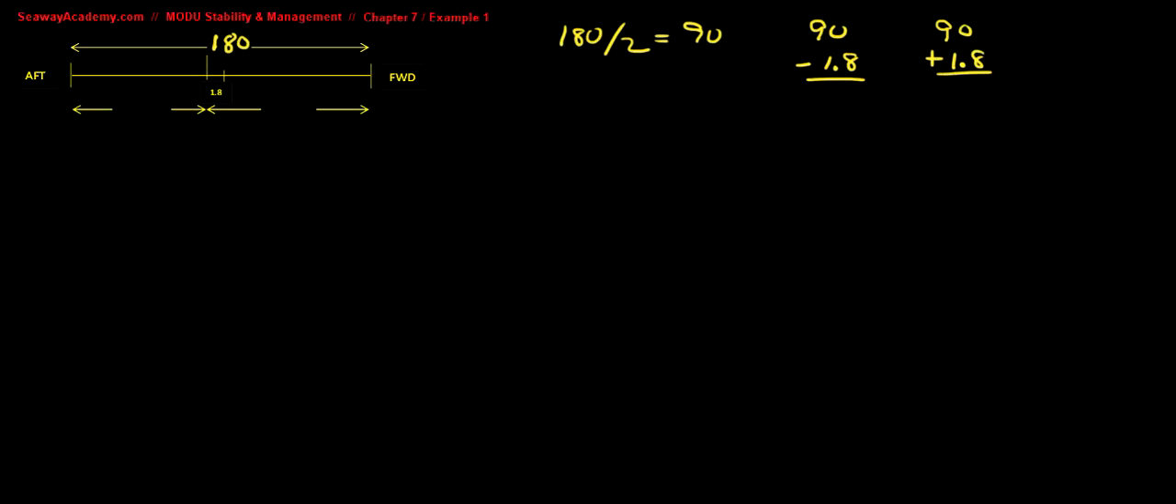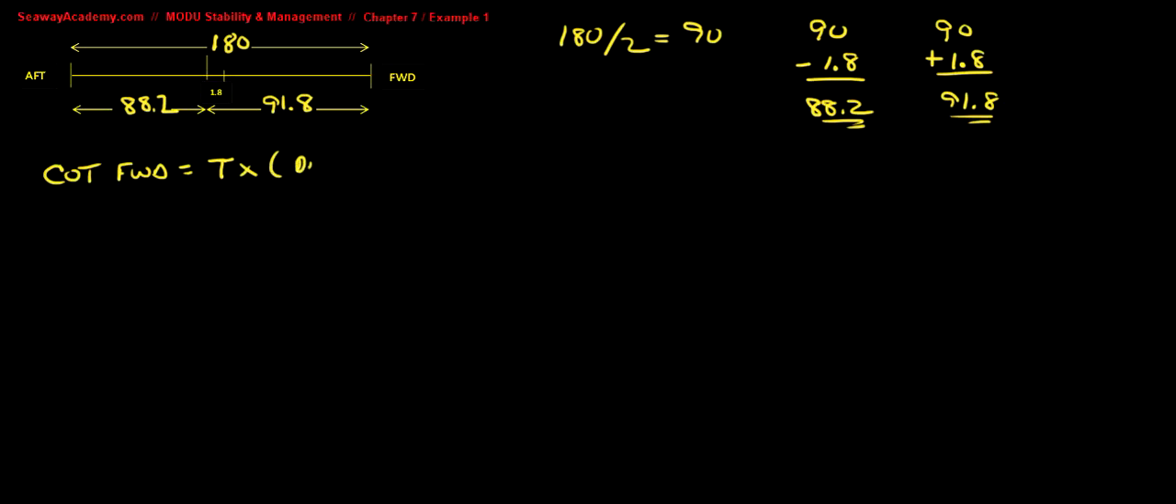They tell us that the distance from the LCF to amidships is 1.8 meters. So we apply this to half of the length. So we subtract 1.8 from 90 to get the distance aft. And we add 1.8 to 90 to get the distance forward. So now that we've calculated the distance from the longitudinal center of flotation to the forward perpendicular and to the aft perpendicular, we can now calculate our change of trim forward and aft.